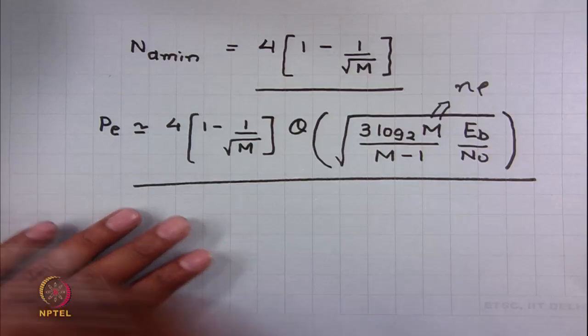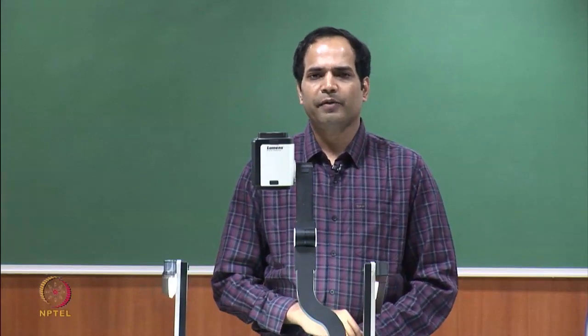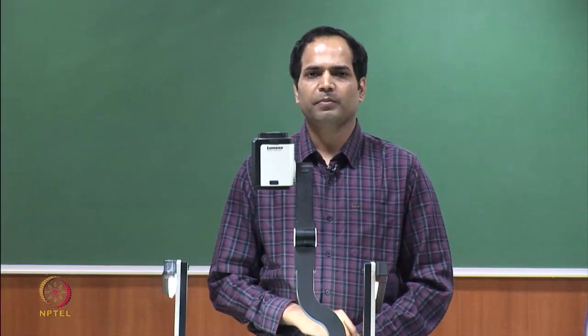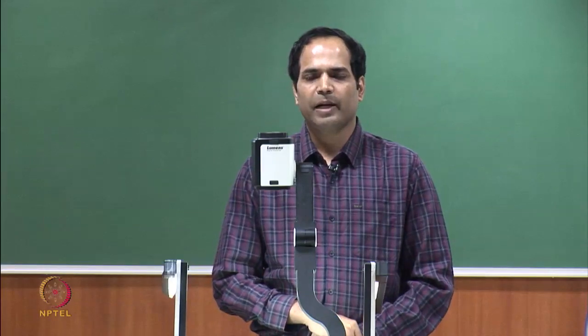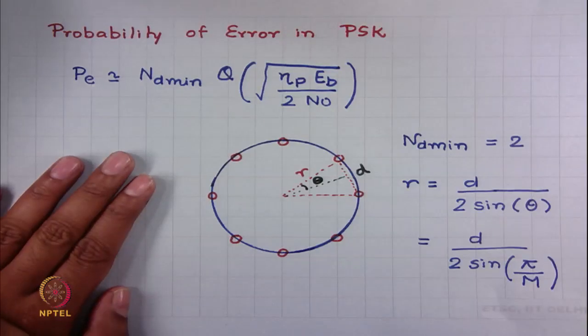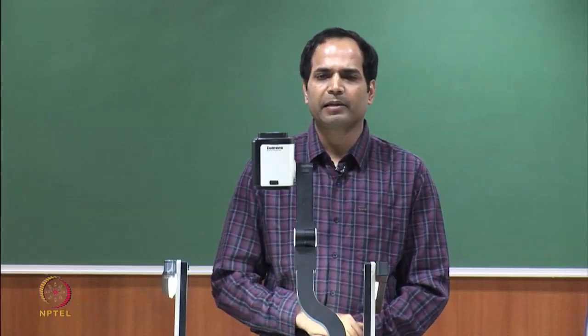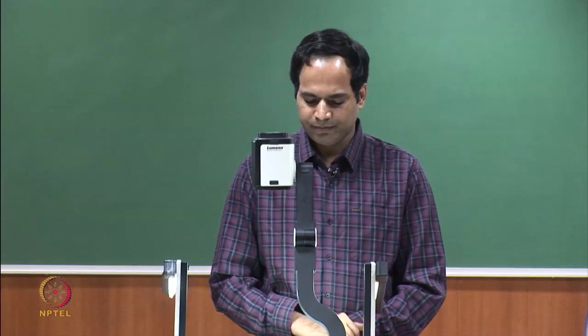So, with this what we have done is we have been able to complete the probability of error expression for M-QAM, and we have also derived the power efficiency for M-QAM. And next is to quickly see the probabilities of errors for PSK and PAM, and then we will make the comparison and conclude this lecture.